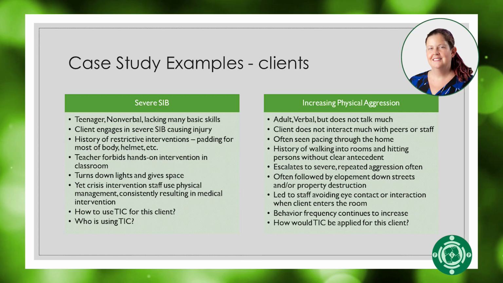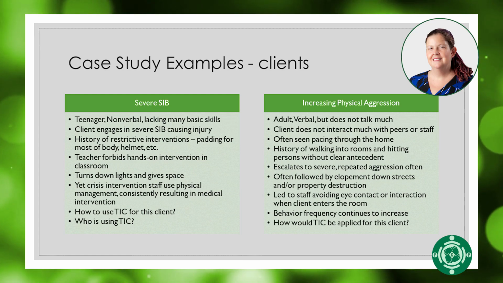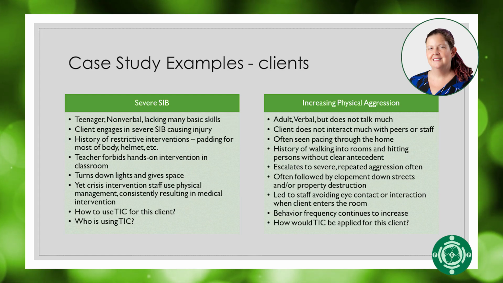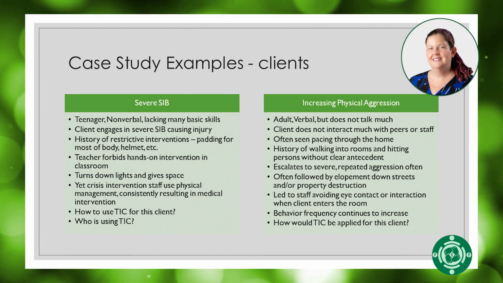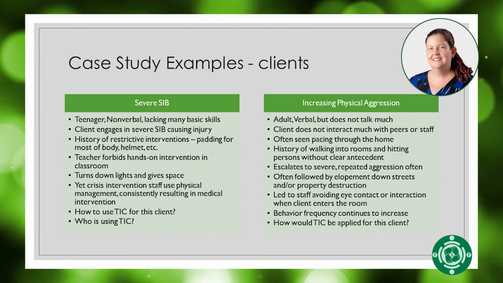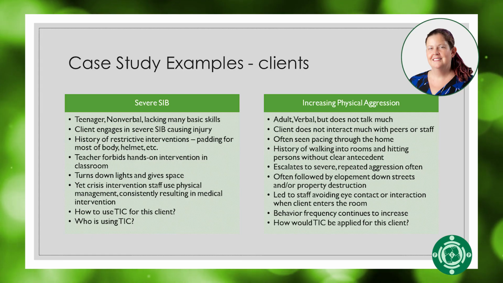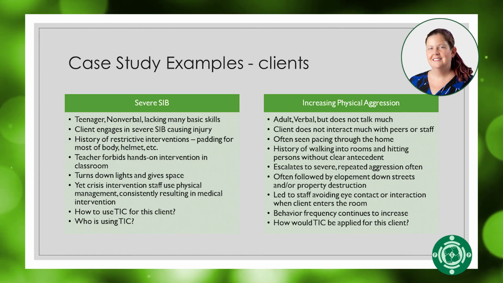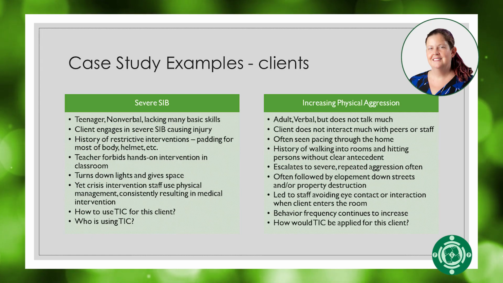The next one is increasing physical aggression. This was an adult who is verbal but doesn't really talk much, just doesn't really interact. He doesn't interact with peers or staff, often seen pacing through the home. It was in a group home. Has a history of walking into rooms and just hitting somebody without any clear antecedents. This would escalate to severe repeated aggression, sometimes followed by elopement down streets or severe property destruction, such as bashing in the windows of staff cars.